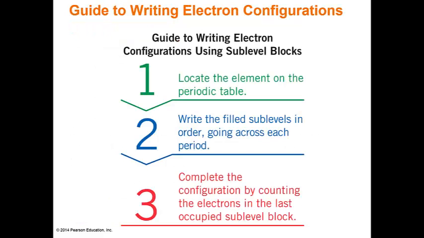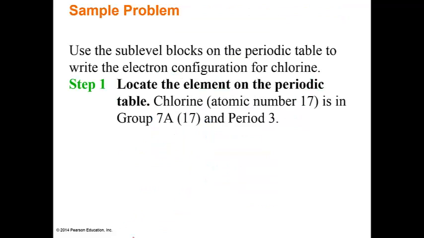So how do we write electron configurations using sublevel blocks? Well, first we have to locate the element on the periodic table. We need to write the filled sublevels in order going across each period, and then complete the configuration by counting the electrons in the last occupied sublevel block. So let's look at this. We're going to locate the element chlorine on the periodic table. Its atomic number is 17, and it's group 7A in period 3. All right, so we look at it and it's 7A, period 3. Okay, we can do this.